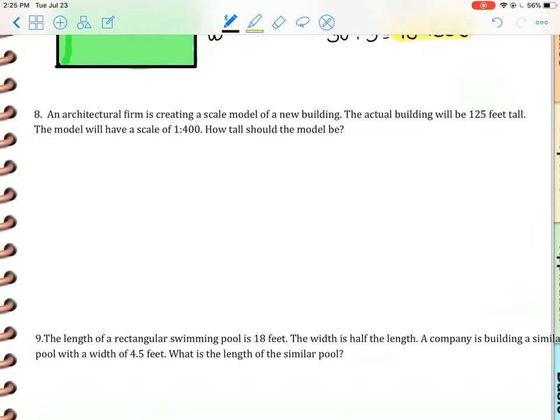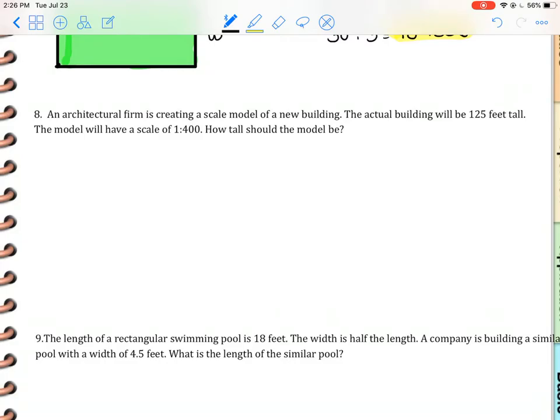An architectural firm is creating a scale model of a new building. The actual building will be 125 feet tall. The model will have a scale of 1 to 400. So how tall should the model be?